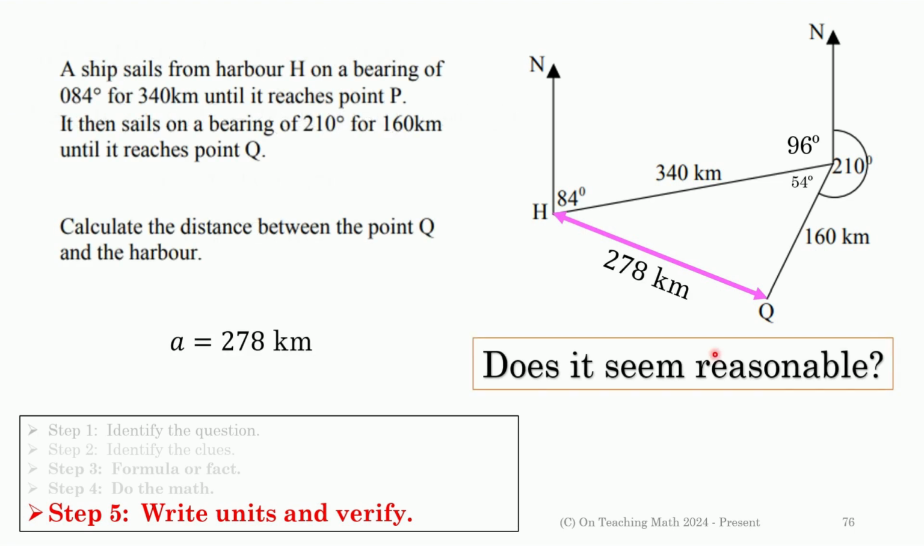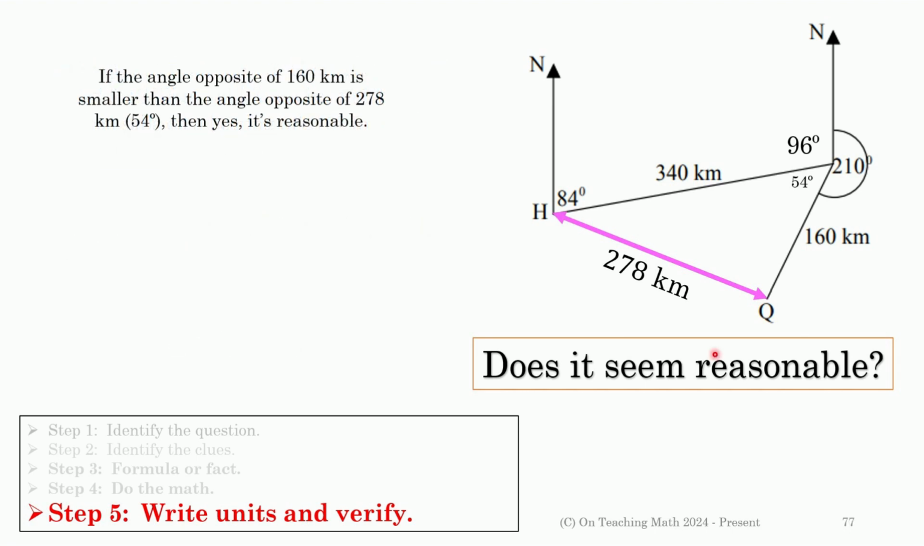Well, let's see if that seems reasonable. So here's the thing. With a triangle, the smallest side is opposite the smallest angle. So if this angle right here is smaller than 54, then because 160, which is opposite this angle, is smaller than 278, we probably have a pretty reasonable answer. So let's go ahead and find this angle right here. Now there's a couple of ways to do that too, right? We could very easily use the sine rule because we know this pair, this angle and its opposite, and we're looking for this angle to have its opposite.